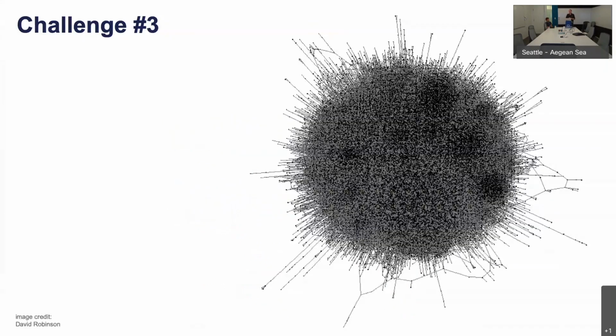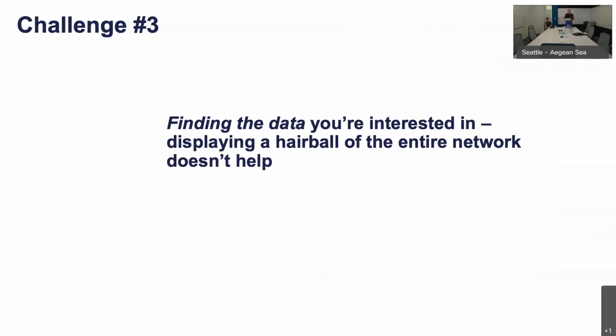A third type of challenge is that if you try to display an entire network, even a relatively simple network, you often end up with something that looks like this. In the visualization and network community, we affectionately refer to this as the hairball. This hairball really only answers one question. Is it complex? Well, yes, because it's just a hairball. But you can't really get much more insight out of that. So you have the challenge of finding the data that you're interested in, and displaying the entire hairball just isn't a useful way to start.